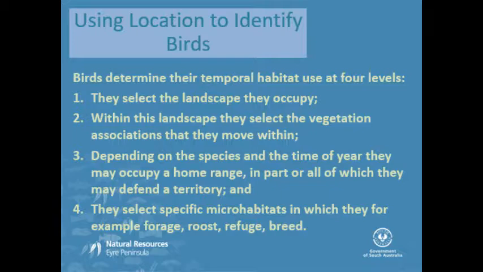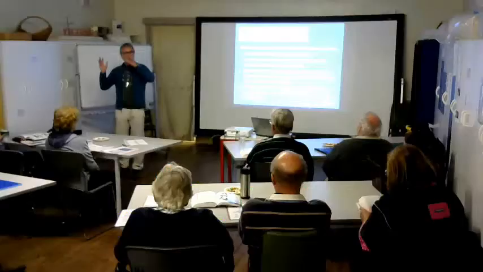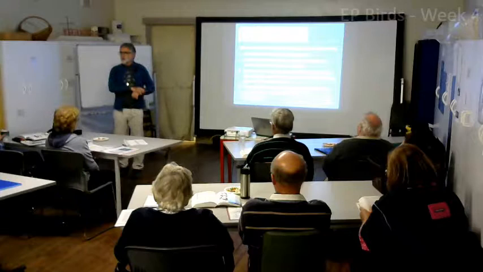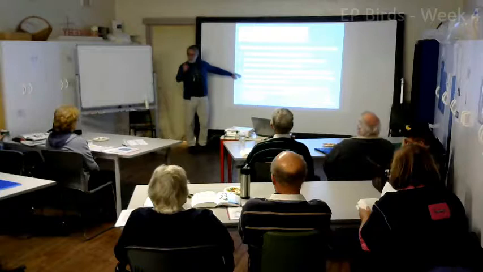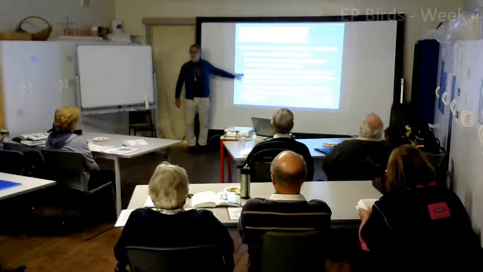You know, are you using callitris pine forest, or are you using Allocasuarina type of forest? Or is it Allocasuarina forest that has a nice understory to it versus Allocasuarina forest that just has grassy understory? Some species will prefer the grassy understory, others will prefer the stuff that's got acacias and other elements like that in it. Then within that area, which might be quite large, they'll have an area that's their own that they occupy all year or for a breeding period or whatever. And at some stages they might defend it.